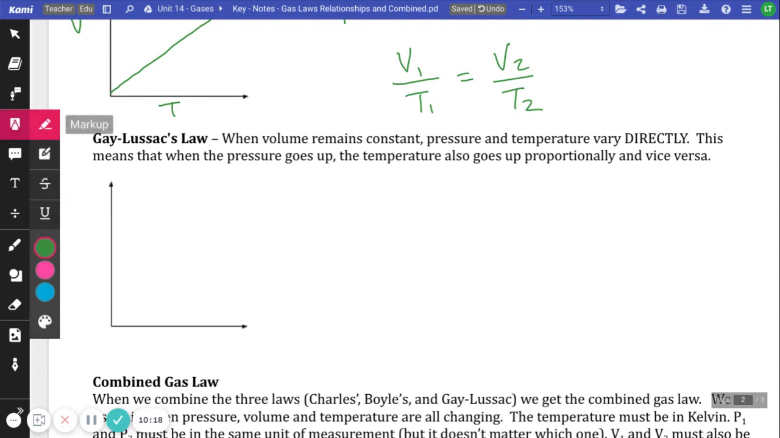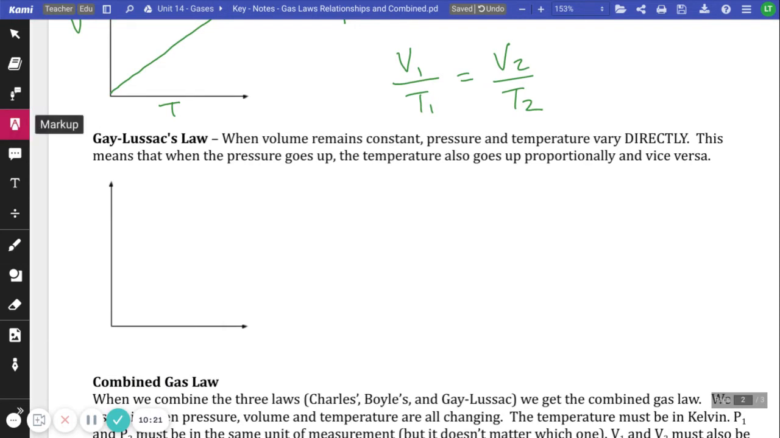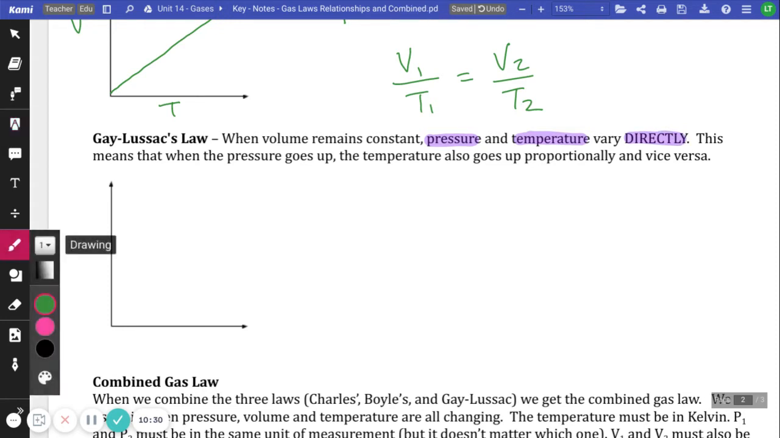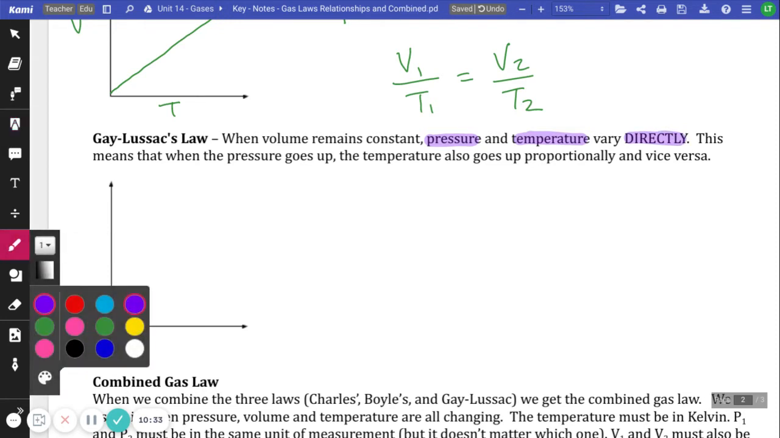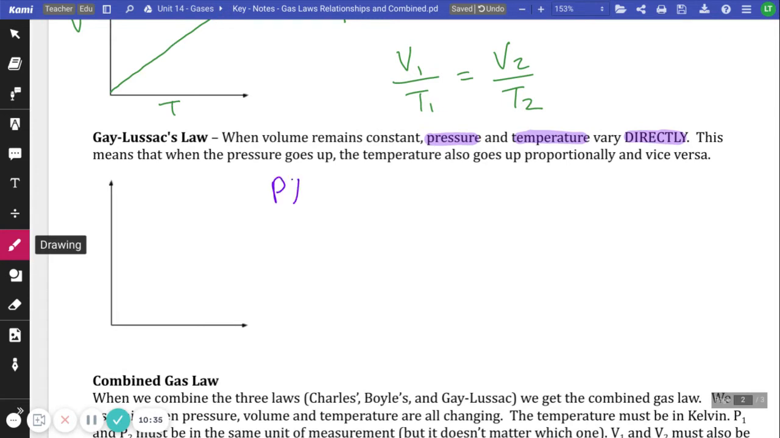Our last baby gas law is Gay-Lussac's law. This one says that when volume remains constant, pressure and temperature vary directly. What that means is that if my pressure goes up, then my temperature is also going to go up. If my pressure goes down, my temperature is also going to go down. I remember this one with the phrase, Gay-Lussac drives a PT Cruiser.